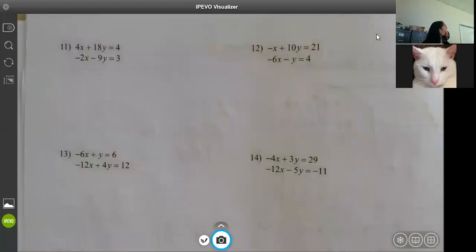Yep, the back of the second page, number 11. All right.